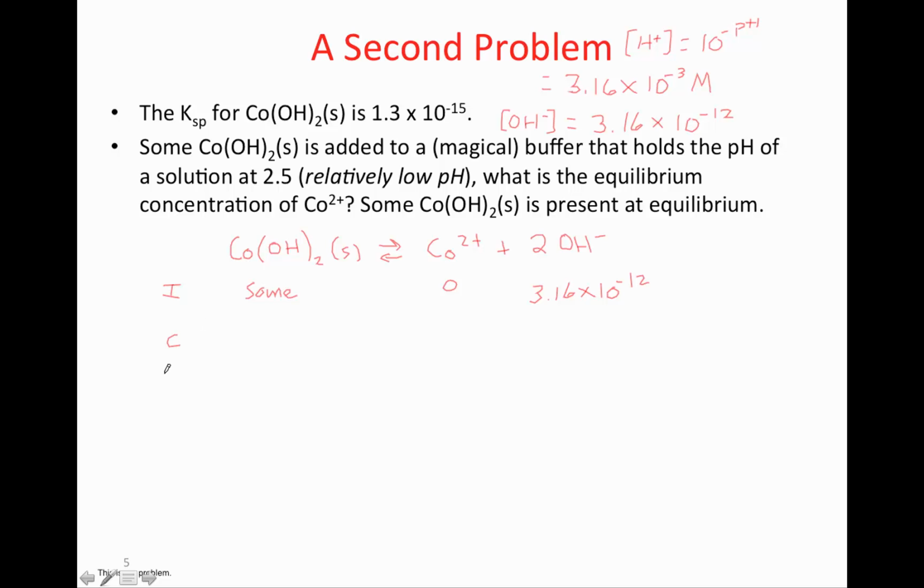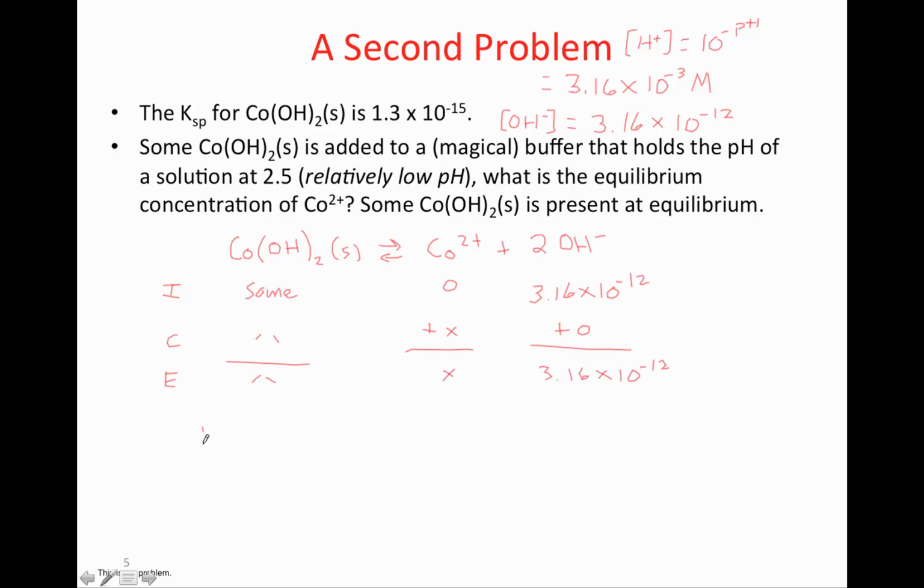I'm going to run an ICE table here because this isn't going to change and this isn't going to change. There's just one thing here. So I'm going to let some dissociate. I'll just say I've still got some and I've still got some at equilibrium. I'm going to get plus X here. I'm going to get plus 0 here. Why plus 0 again? Because this buffer just holds the pH constant. Somehow the buffer can adjust to whatever the cobalt hydroxide is doing. So I have X here, and I have 3.16 times 10 to the minus 12.